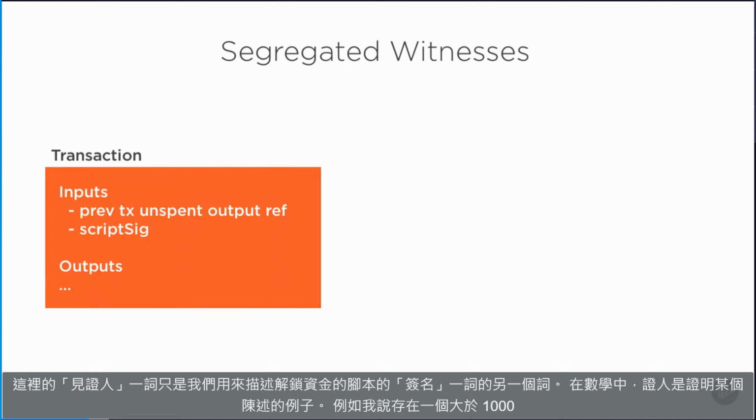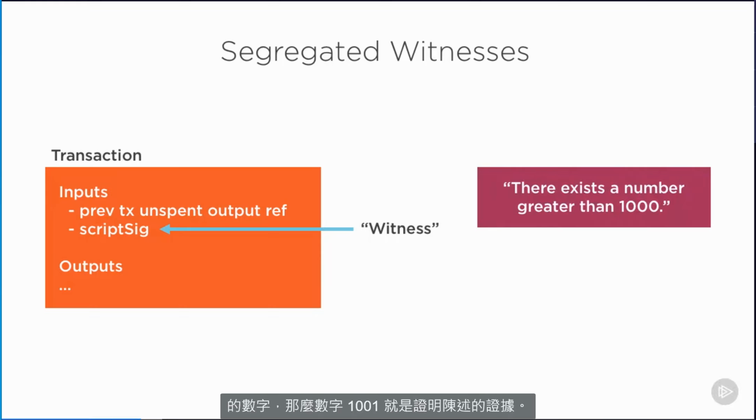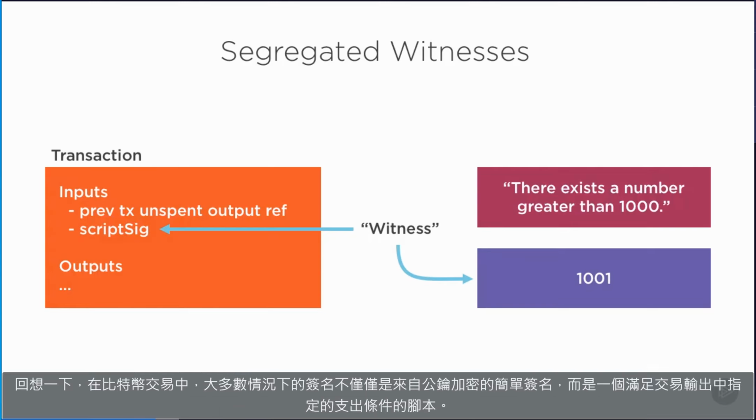The term witness here is just a different word for the word signatures that we've been using to describe the scripts that unlock funds. In mathematics, a witness is an example that proves a statement. For instance, if I say, there exists a number bigger than 1,000, the number 1001 is a witness that proves that statement. Recall in Bitcoin transactions, the signature in most cases is more than a simple signature from public key cryptography, but rather a script that fulfills a spend condition specified in a transaction output.